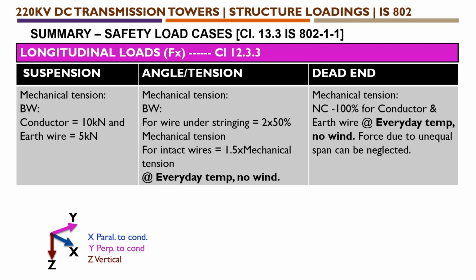And coming to the tension or angle tower, mechanical tension to be considered like broken wire type, wire under stringing to be considered as 2 into 50% of mechanical tension, and for intact wires it should be 1.5 times the mechanical tension at everyday temperature and no wind cases. Coming to the dead end tower, normal condition we need to consider 100% of conductor and earth wire at everyday temperature, no wind. Force due to unequal span can be neglected in this case.